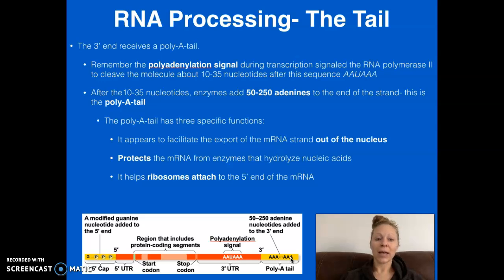The functions of the poly-A tail are, well, there are 3 of them. One is that it appears to facilitate the mRNA strand leaving the nucleus. Another is that, once again, it protects the messenger RNA strand from enzymes that are going to degrade nucleic acids. And finally, it helps the ribosome attach to the 5' end of the mRNA. So when the messenger RNA is attaching to the ribosome, the 5' end is going to attach first. And so this poly-A tail is going to help facilitate that happening.